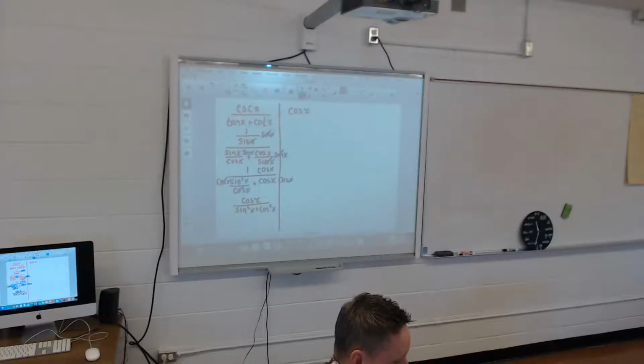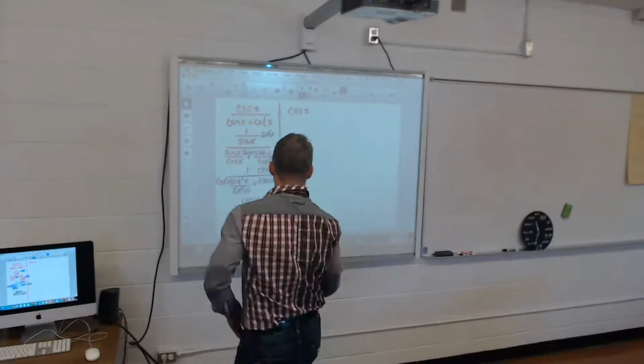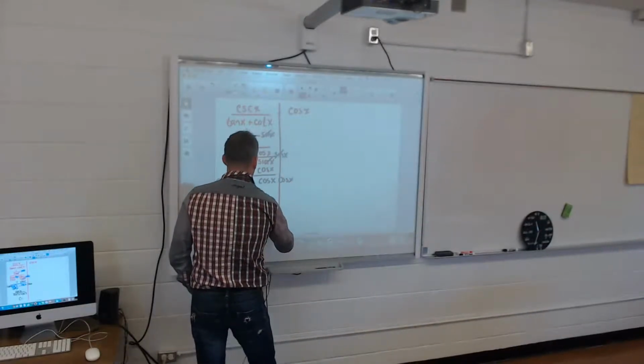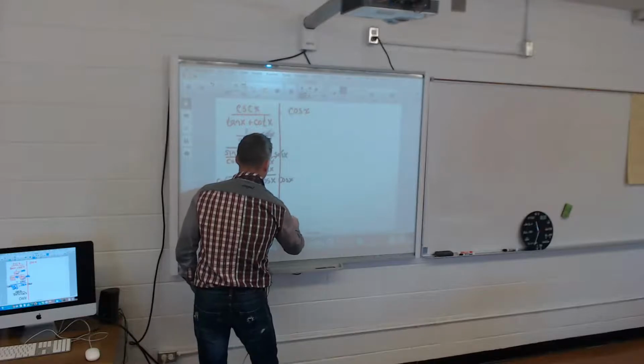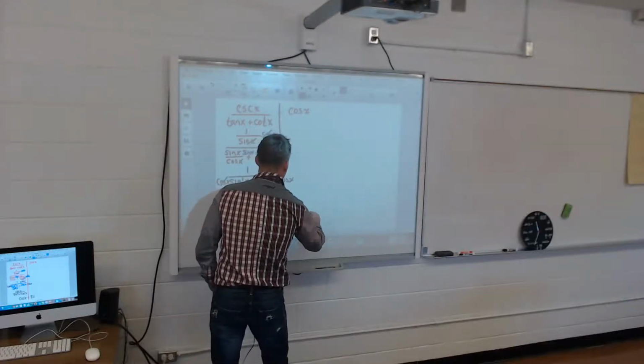So far, so good. I know it's a little bit confusing, but at this point right here, can somebody tell me what sine squared x plus cos squared x equals? 1. Yeah, it does. So I end up with cos x, which is equal to the right-hand side.